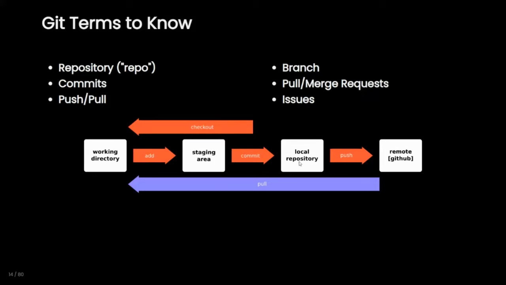Commits are an important component of taking a file in our working directory and making sure that Git takes a snapshot of the version of that file. Pushing and pulling is kind of like upload and download. It's not exactly that, but it is equivalent. And branches. Branches are a very important feature of Git.